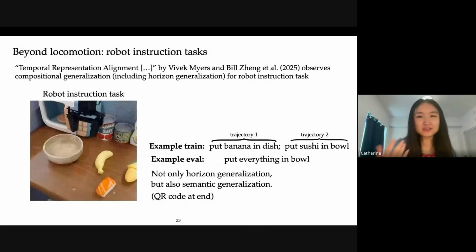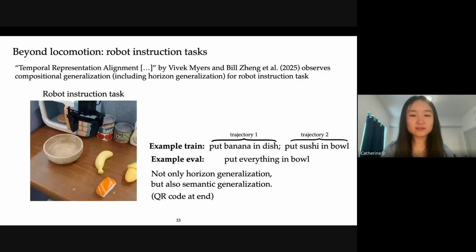Okay, and finally, you might be curious about tasks beyond locomotion tasks, whether they're high dimensional or not. So there's some really cool work done by my co-author Vivek Myers as well as Bill Deng, both at UC Berkeley, that are trying to understand compositional generalization, which includes horizon generalization, for robot instruction tasks.